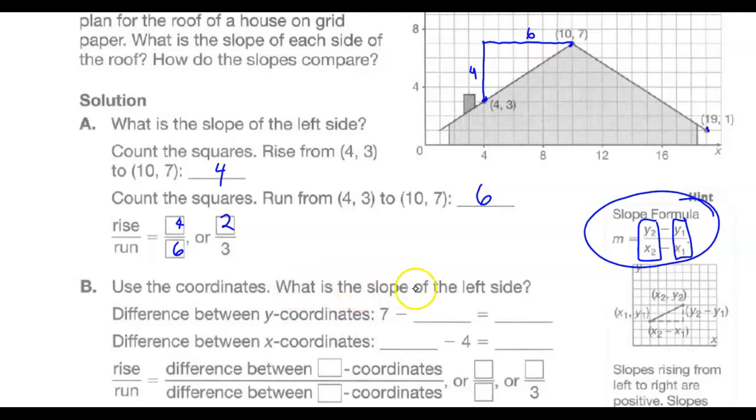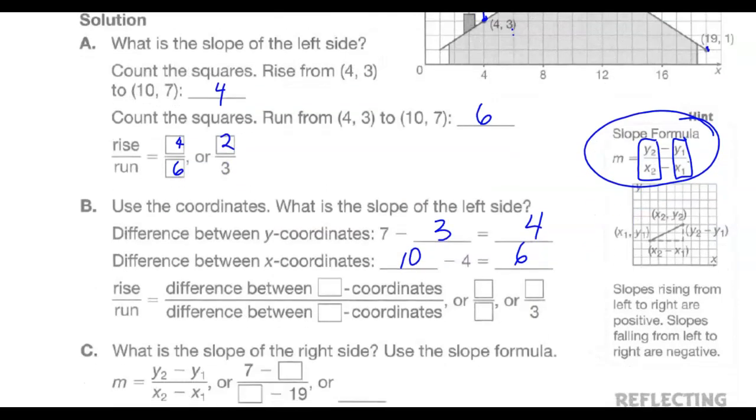So use the coordinates. What is the slope of the left side? So your y value here, if we call this the second point, is 7, and we'll subtract the y value of our first point, 3. So that's 4. And then our x value of our second is 10. Subtract our x value of our first is 4. So we're always going from that second point, and that's 6. So you can see here the difference between the y coordinates is the rise and the x coordinates is the run. And we get 4/6, which is 2/3.